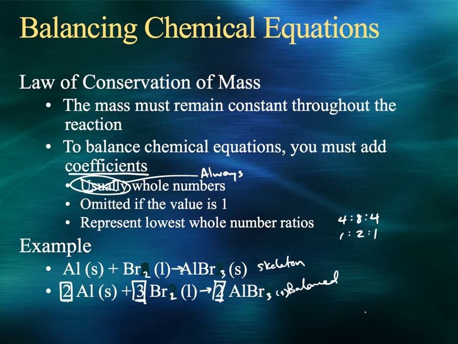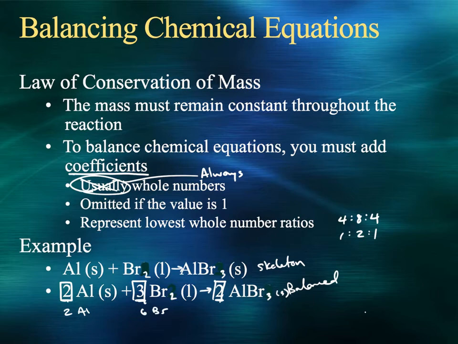So what does that mean? That means that anything that directly follows it is now multiplied by whatever number is out front. So here, I now have 2 aluminums. Here, I've got 3 times 2, so I've got 6 bromines. So here I've got 2 aluminum, and I've got a total of 6 bromines on the left-hand side.